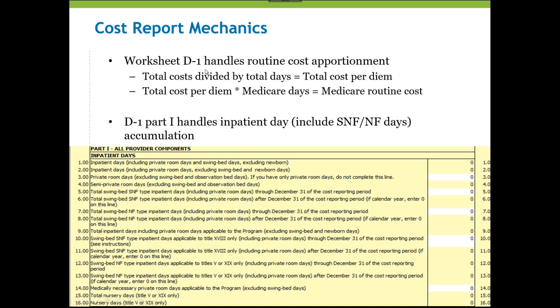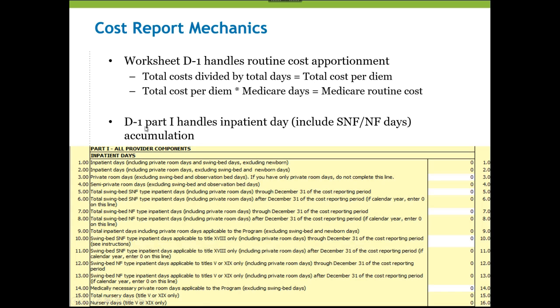So the apportionment is basically total routine costs divided by total days, and that gives you a total cost per day, cost per diem. Then we take that total cost per diem and multiply it by whatever number of Medicare days have been allowed to determine the Medicare routine cost. Now, if this is a critical access hospital, then this Medicare routine cost becomes important. That's the reimbursement. For an acute care hospital, it's just data only. But as part of this cost apportionment, we have to carve certain costs out.